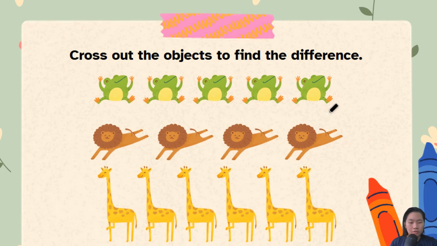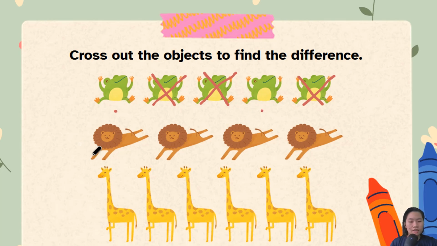Let's work with these frogs. How many frogs do we have? We have 5. I'm going to cross out this one, and let's see this one. All right. So I've crossed out 3 frogs. What is 5 minus 3 frogs? What is the difference? 2 left, very visible, right? We have 1 and 2.